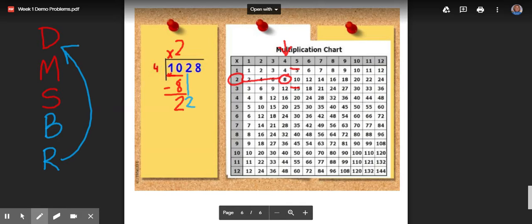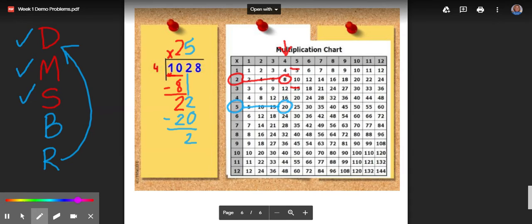22 divided by 4. Go down my 4's column. 20 is as close as I can get without going over. 4 times what is 20? 4 times 5. So 22 divided by 4 is 5. Multiply, 5 times 4 is 20. So out of the 22, I used up 20. I'm going to subtract. How much do I have left over? I have 2 left over. I'm going to now bring down the next digit, which happens to be 8. Bring that straight down. My next target number is 28, and I'm going to repeat.